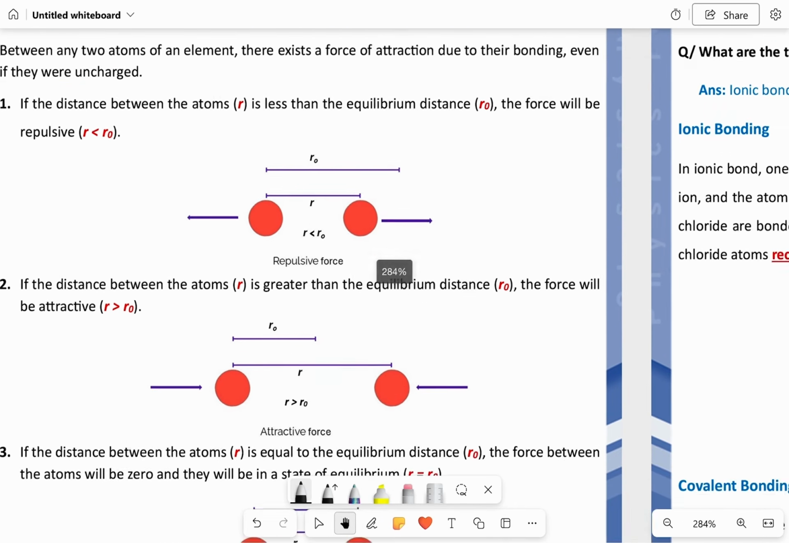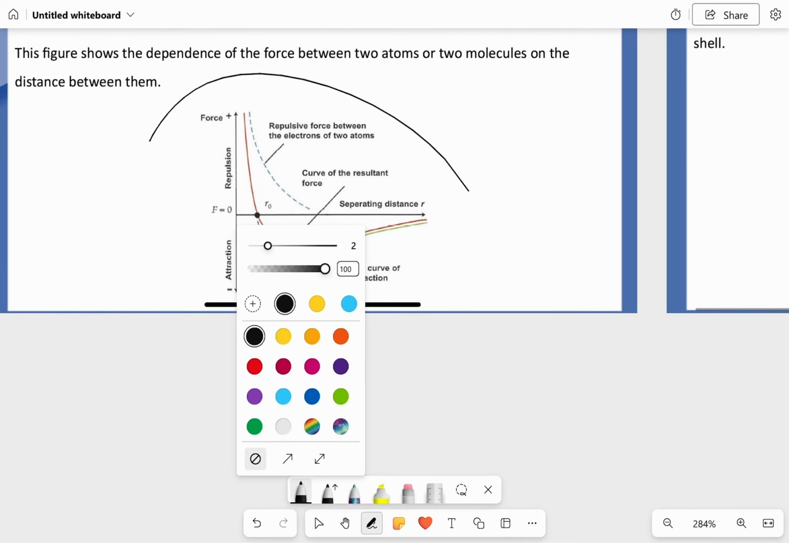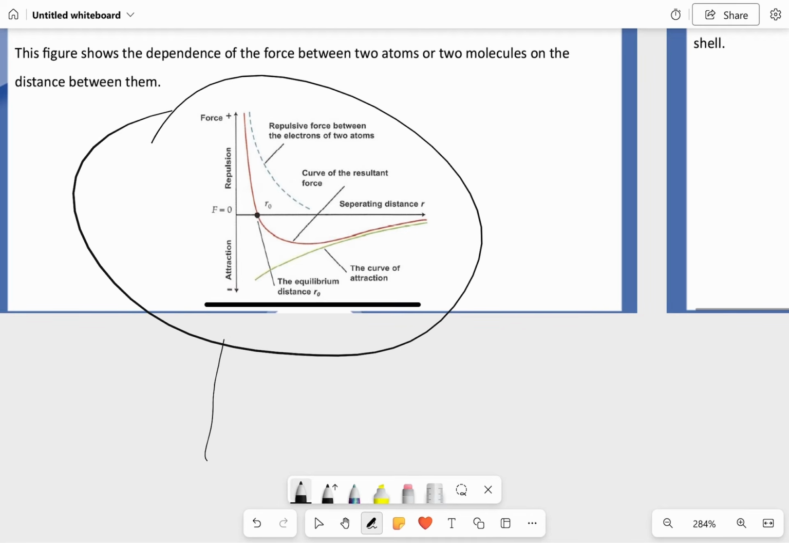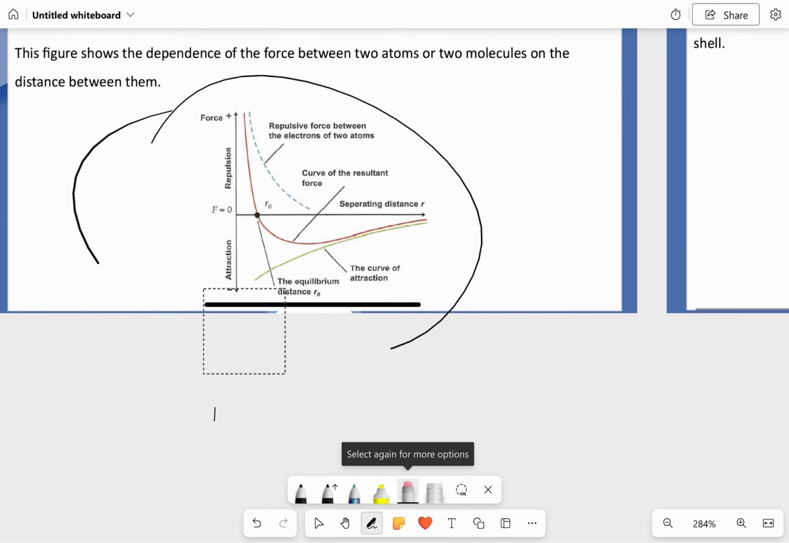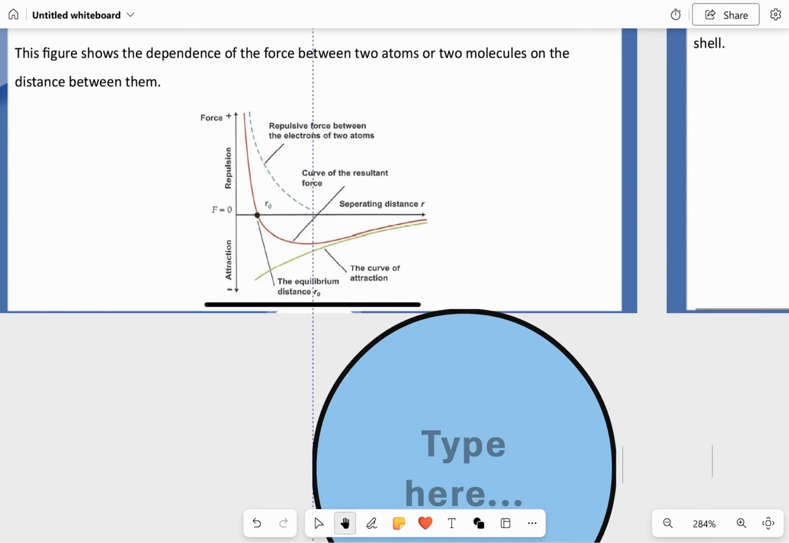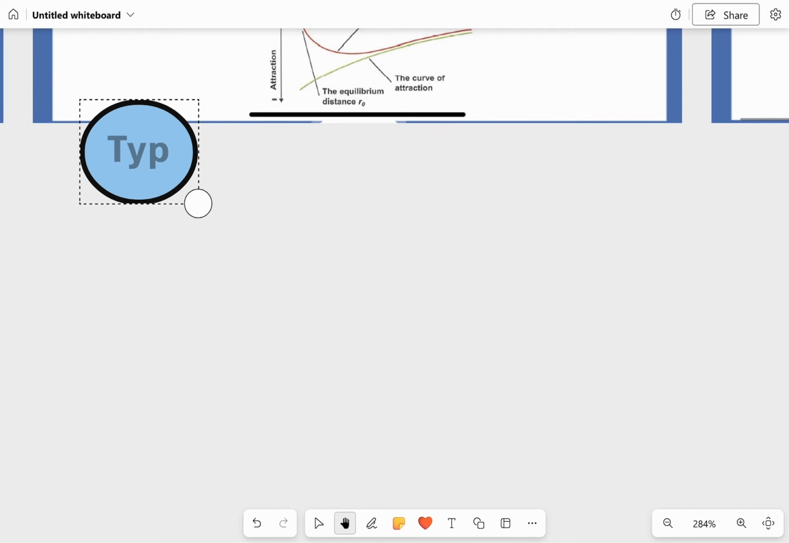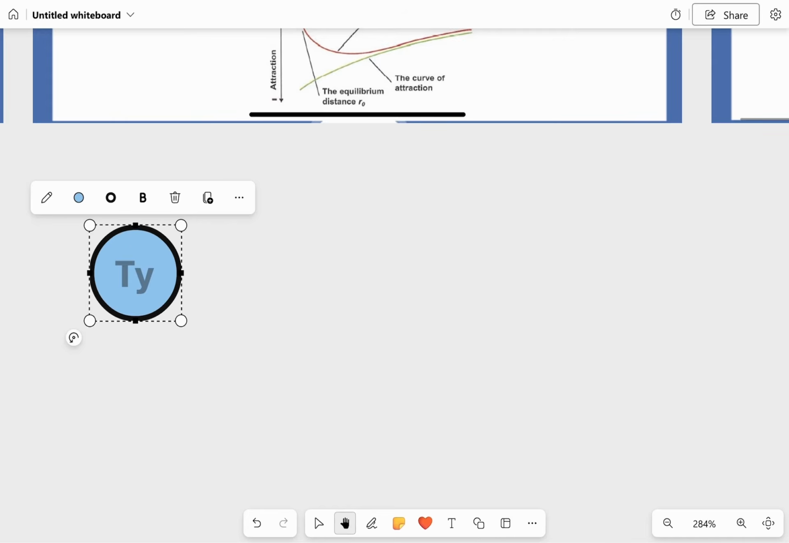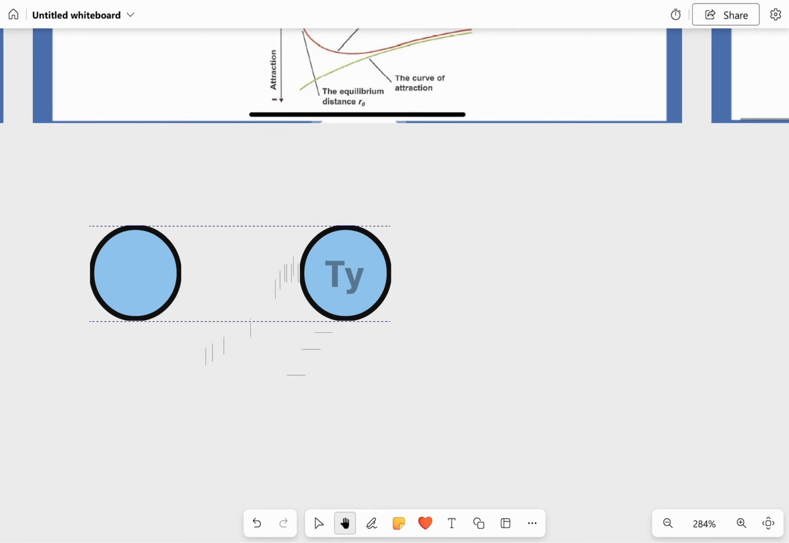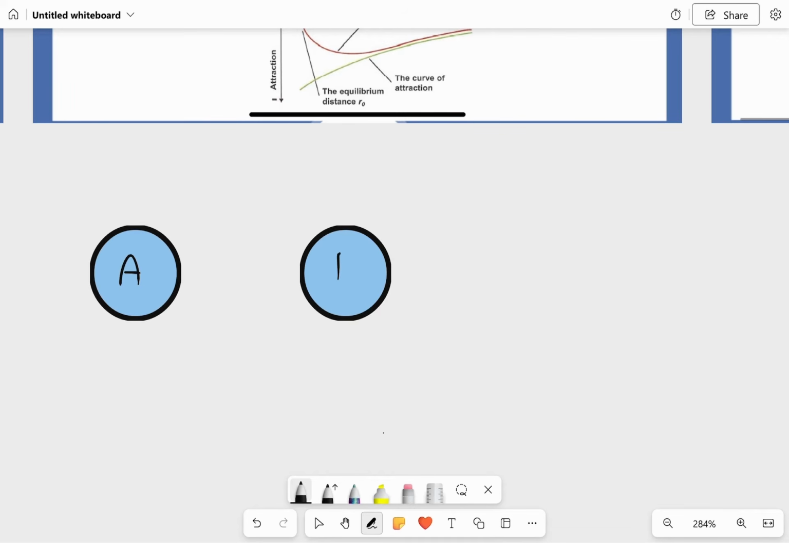Now you have this graph here, this line graph. I'll just simply explain it for you. It's really easy. The graph is a little bit difficult to understand, but just pay attention. I will explain this and it will be much easier. Now, imagine you have two atoms, let's say atom A and atom B.